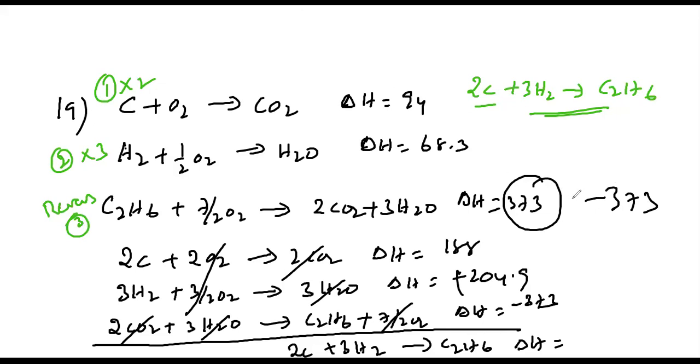And so finally, what are you going to get? That is 188, 204.9 minus 373. You are going to get option number 2, minus 19.9. 204.9, 188 minus 373, you are going to get minus 19.9. Here it is. Option 2. 19.9. Is it clear, students?